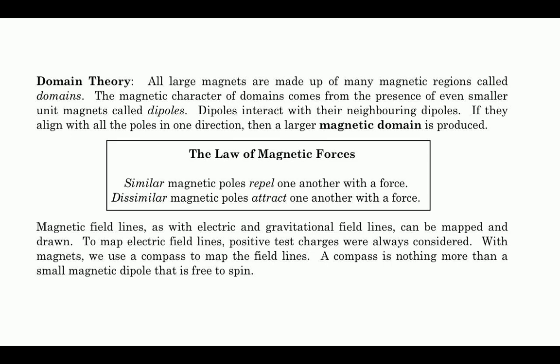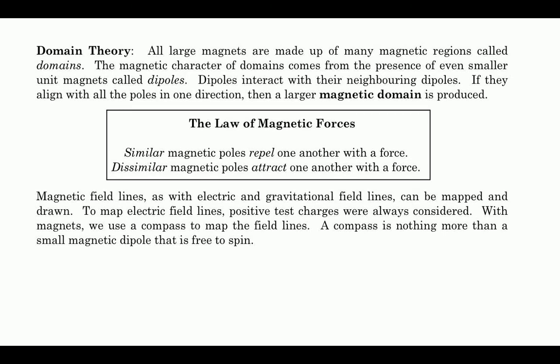The nice thing about magnetic field lines, which is a little bit different than electric fields and gravitational fields, is that we can actually map them out physically. And of course you've probably seen this with iron filings when we sketch out what the magnetic field looks like. We can also simply use a compass to look at the direction of the field lines, because a compass is nothing more than a small magnetic dipole that can spin around on its axis.